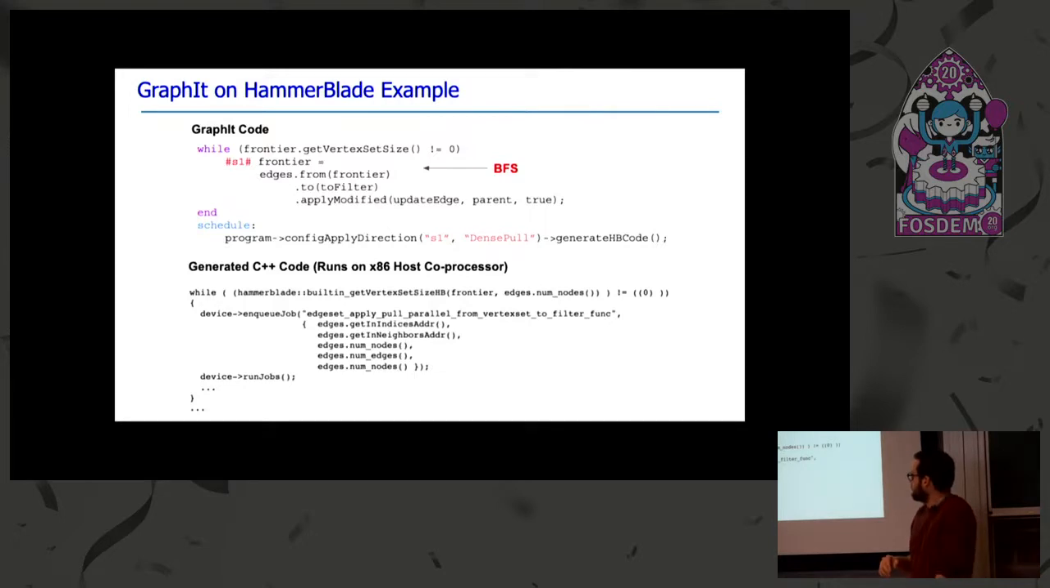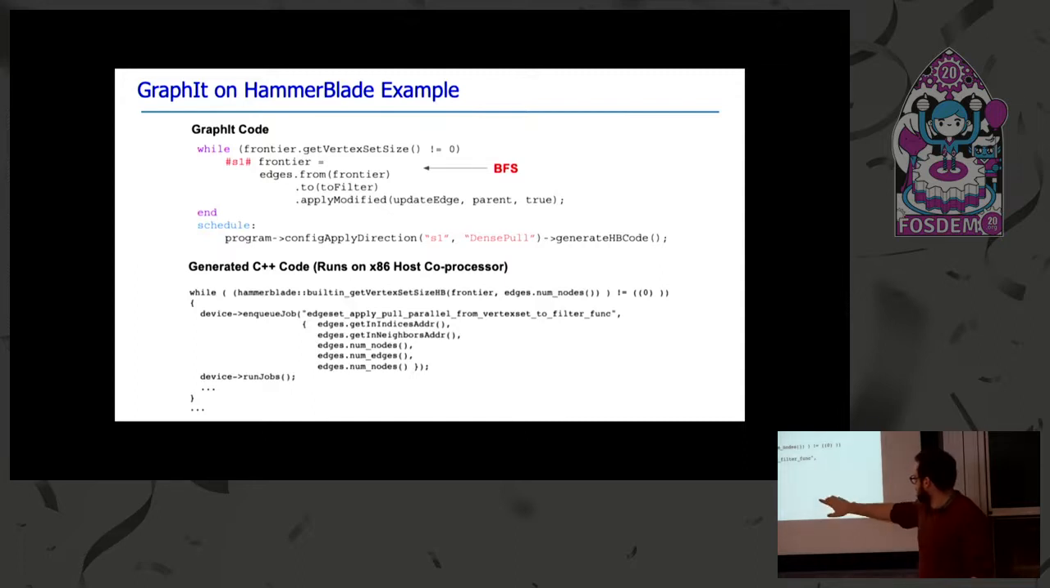So we ported this to HammerBlade, and here's an example. The same snippet of code, I took from BFS. Basically, the frontier is being updated by traversing the existing frontier, applying an update function, and then creating a new frontier from the nodes that were updated. You can see in the scheduling language that we've said that we want the dense pull direction, and that we want to generate HammerBlade code. Down here, you can see the host side that is generated. This runs on the x86 or Black Parrot.